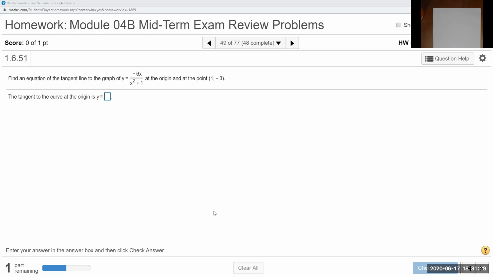So problem 49, we've actually done this before in terms of finding the equation of the tangent line. It's just now I think the function's going to be a little more complicated. I'm going to write down the information on this, then we'll work it. So this is 49. The equation is y equals negative 6x over x squared plus 1. And we're looking for the tangent line.